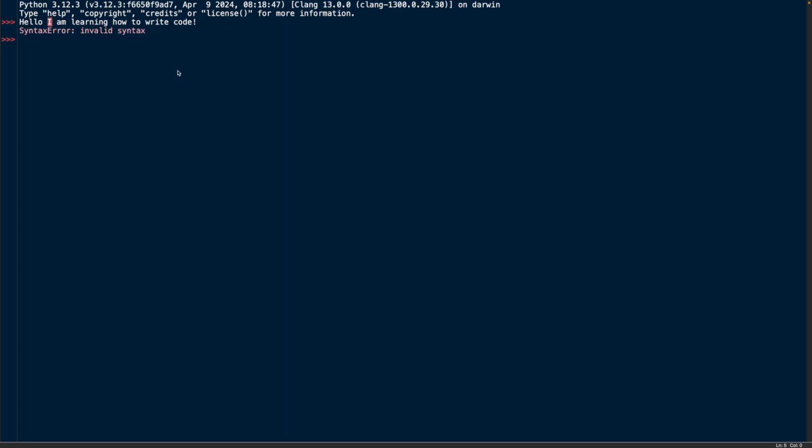And it's the first time Python's talking back to us. So Python's saying syntax error, invalid syntax. And now that we've kind of talked about what syntax is, this probably is starting to make some sense.